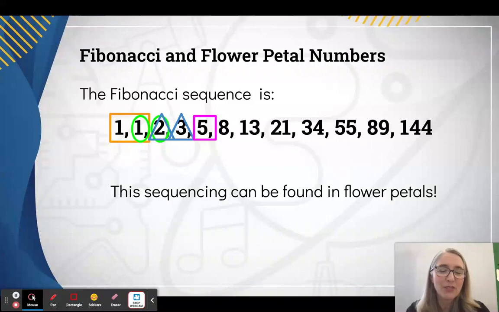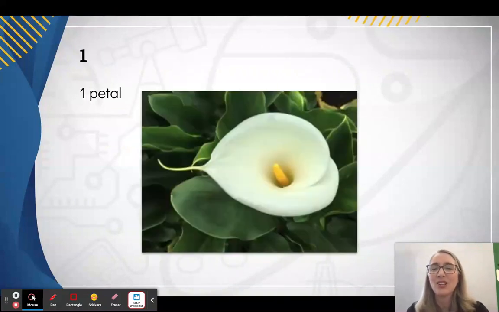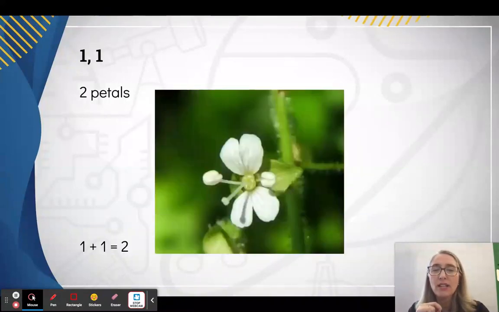I want to take you a little bit of a tour of that. Let's take a look here. So here, sometimes we have one flower petal. This one just goes around in a bit of a spiral, right? But then let's add 1 to 1, and we end up with 2. And so here we only have 2 flower petals on this very unique looking flower.